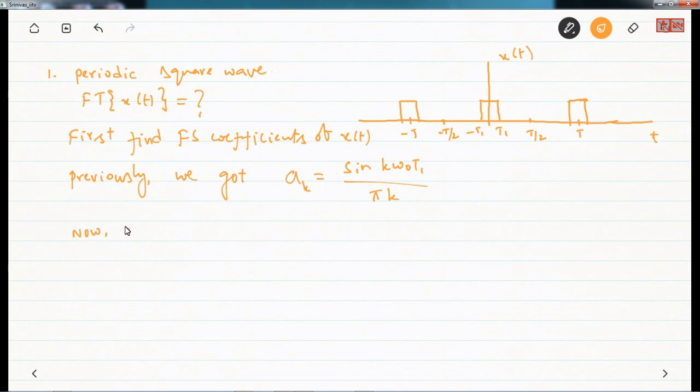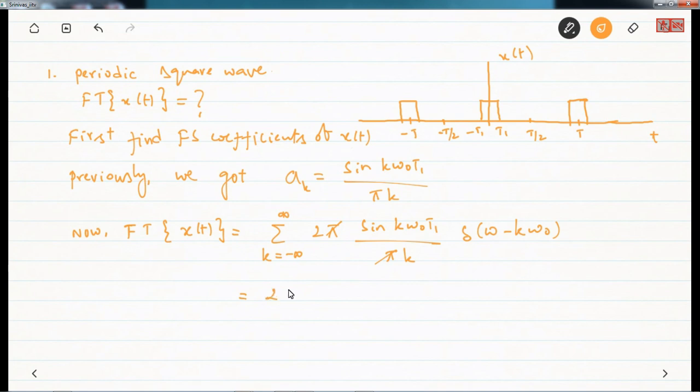So now the Fourier transform of x(t) is simply, substituting k equal to minus infinity to plus infinity, 2 pi times a_k, here you put sine(k omega naught t1) divided by pi k, times delta of omega minus k omega naught. That's it. This pi gets cancelled. So this is the Fourier transform.